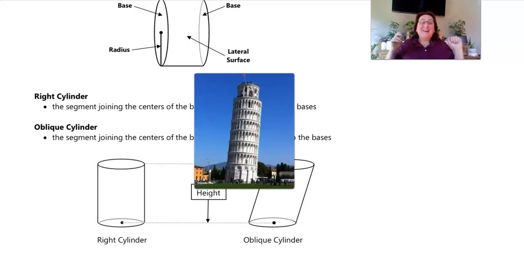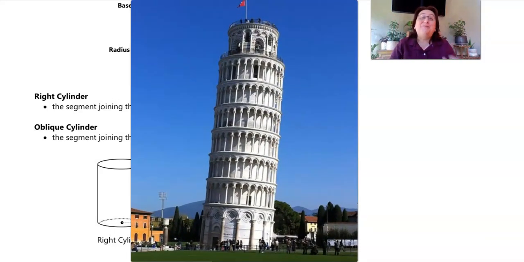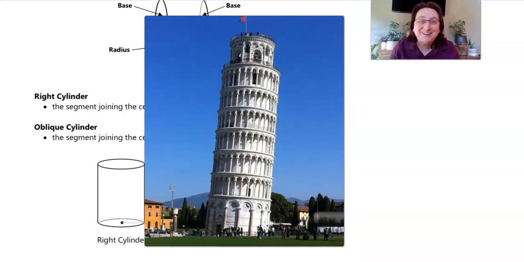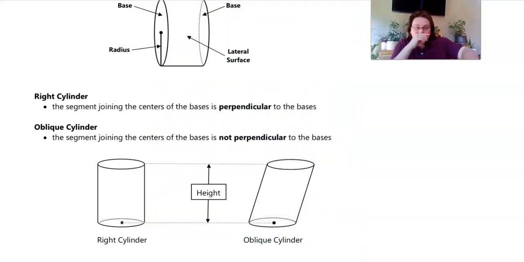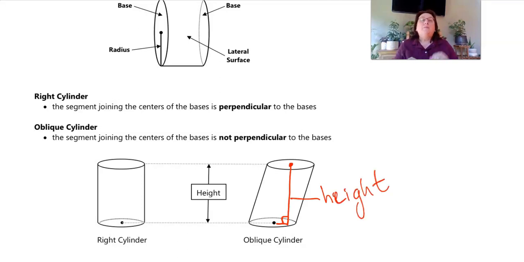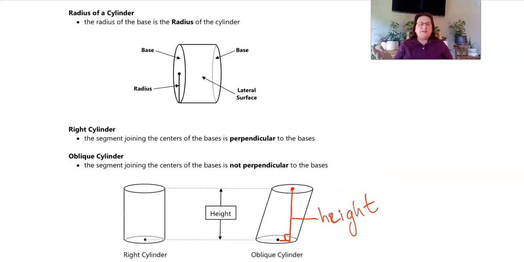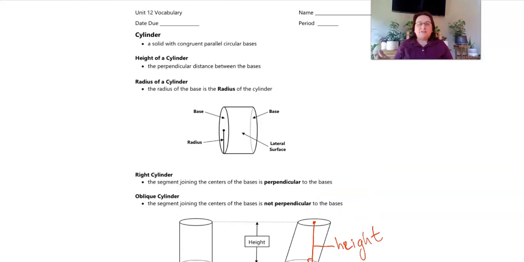How many of you said the Leaning Tower of Pisa represents an oblique cylinder? Okay, and just like with a prism, in an oblique cylinder the height is still going to be the space between the bases, and right here, this would also be the height, wouldn't it? Remember, height is going to be perpendicular to the base. Can you believe that really that's all there is to cylinders?